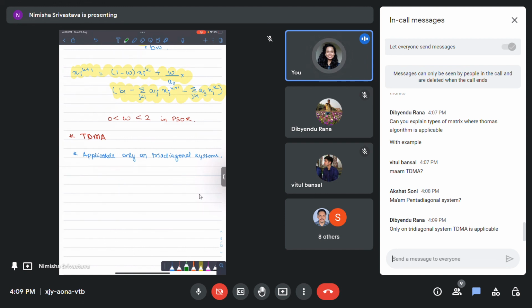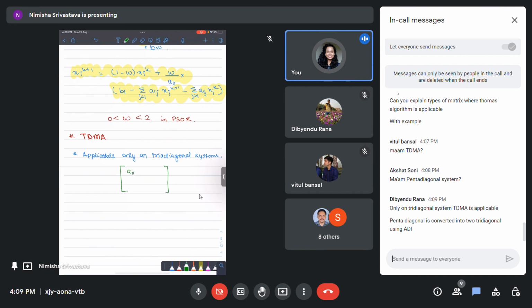So this will be applicable when you have a tri-diagonal system. A tri-diagonal system looks something like this. You have A11, A12, and then this is going to be populated, this is going to be populated, this is not. Even if it's a bigger matrix, it should remain so.